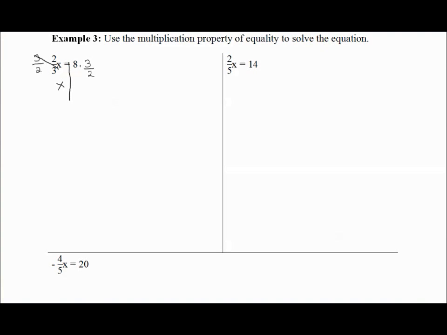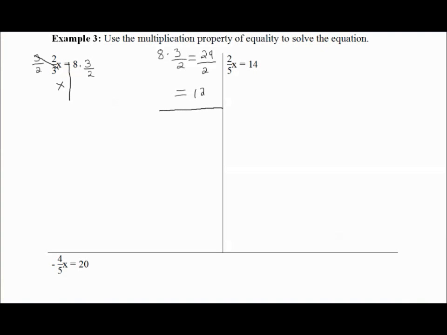Now, get ready to multiply 8 times 3/2. I don't know if you have trouble with fractions, but I'm going to show you two different ways to multiply this. So if I were to multiply 8 times 3/2, I'm simply multiplying the whole number times the numerator. 8 times 3 is 24, and I keep the denominator, which is 2. Now I'll reduce. 24 divided by 2 is 12. So 8 times 3/2 is 12.